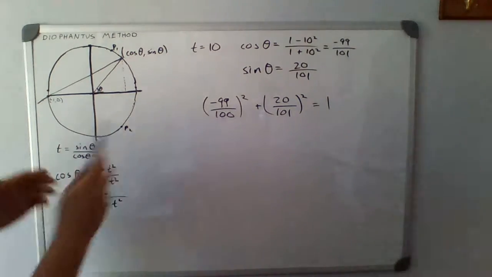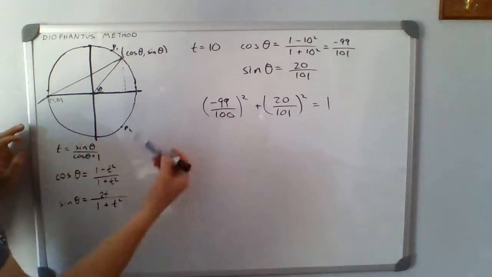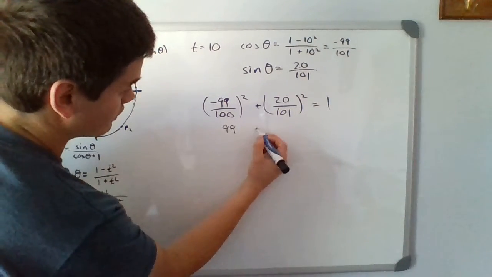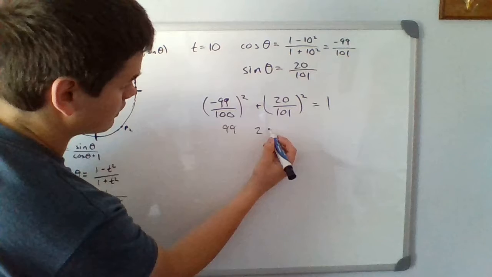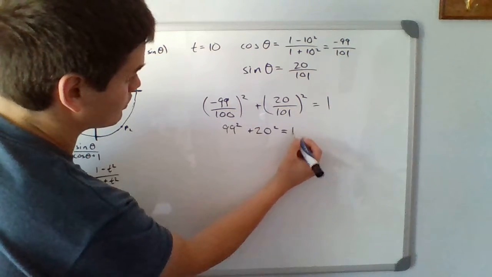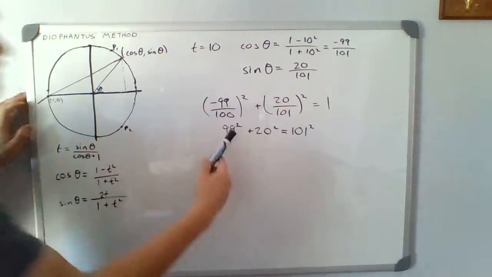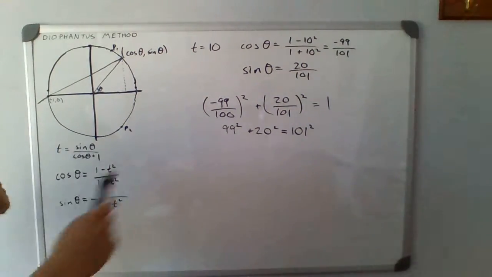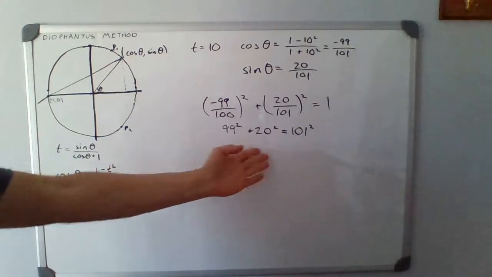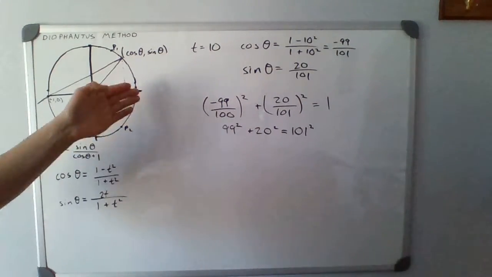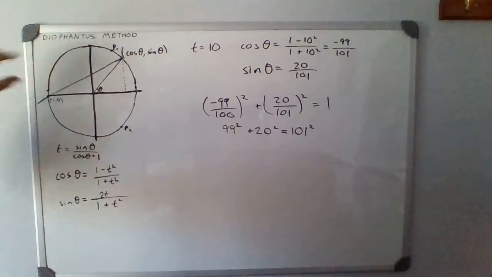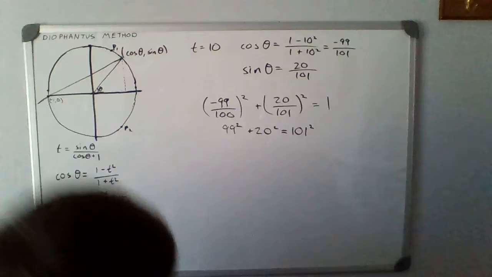So I could go on and show you how to get more Pythagorean triples. The Pythagorean triple here was again 99 squared plus 20 squared is equal to 101 squared. That was the same as before. So we see that t equals 10 and t equals 1 divided by 10 give us the exact same Pythagorean triple, just different sections of the circle. All right.